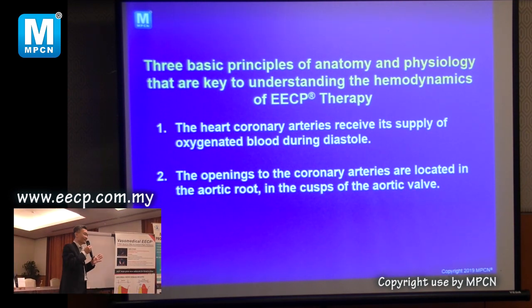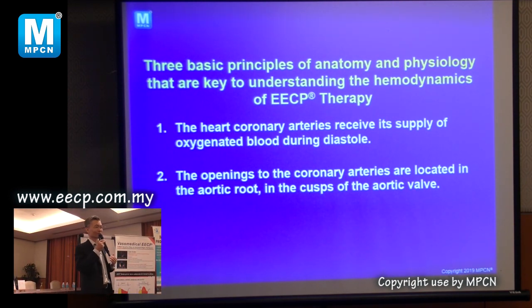A lot of people are confused. When it's relaxed, the normal blood flow goes into the artery, and this machine enhances it when it's relaxed, in diastole, when the heart is relaxing. The second thing is that the openings of the coronary arteries are located in the aortic root. The heart contracts and blood flows out through the aortic valve into the aorta that supplies the whole body. A valve stops the blood from flowing back into the heart chamber. This principle is very important because the artery blood supply to the heart is outside this valve.